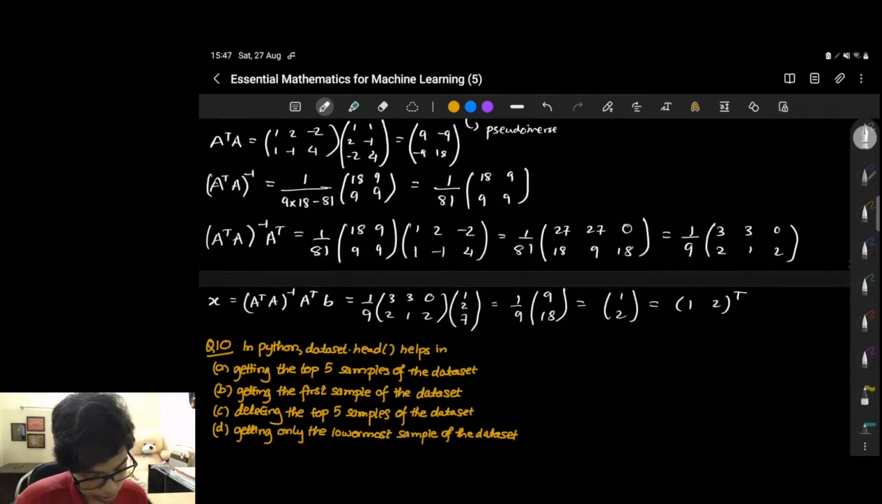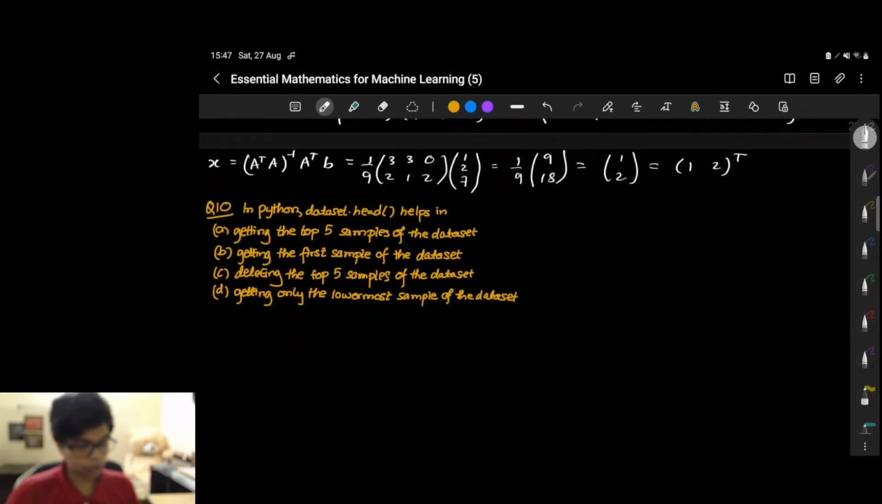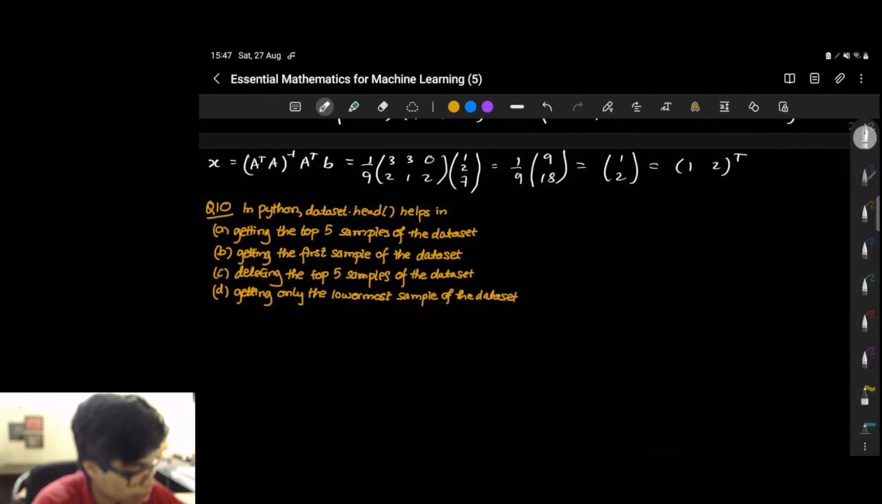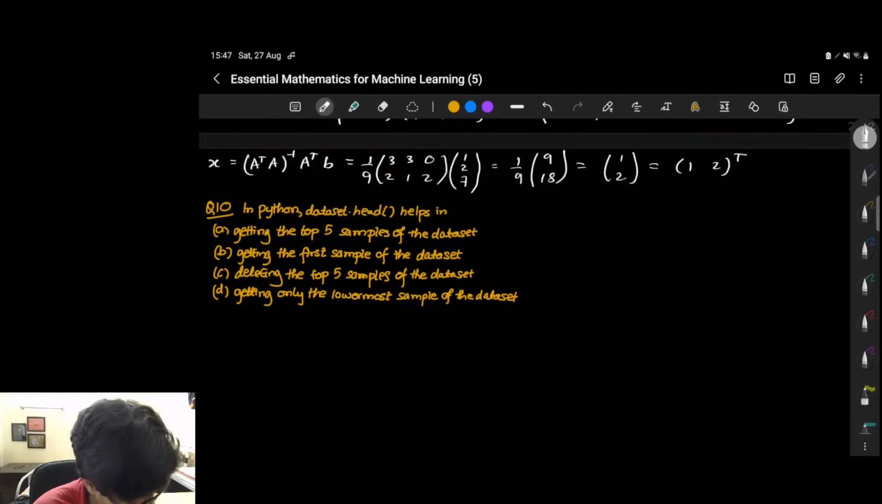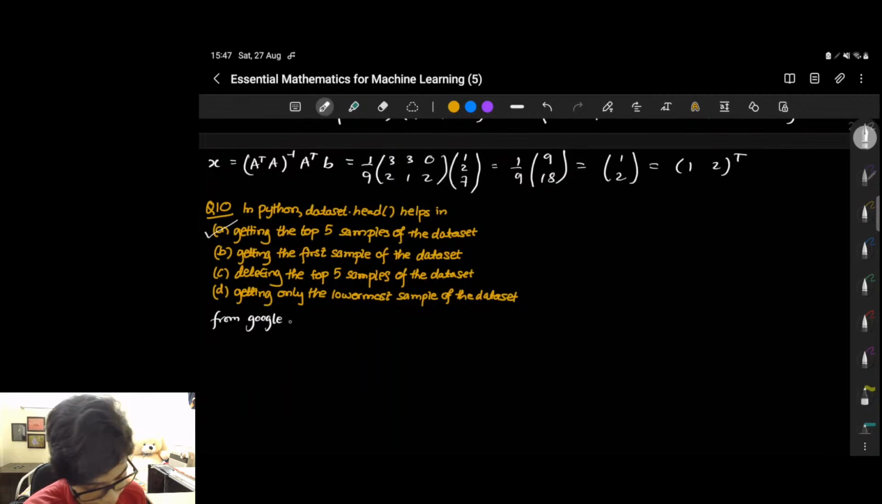Then moving over, last question, again Python based implementation. So in Python, dataset.head helps in what? So the correct answer is A. It helps in getting the top 5 data samples of the data set. So as you would have seen in the lectures, what we do to import our data set is to use the following syntax.